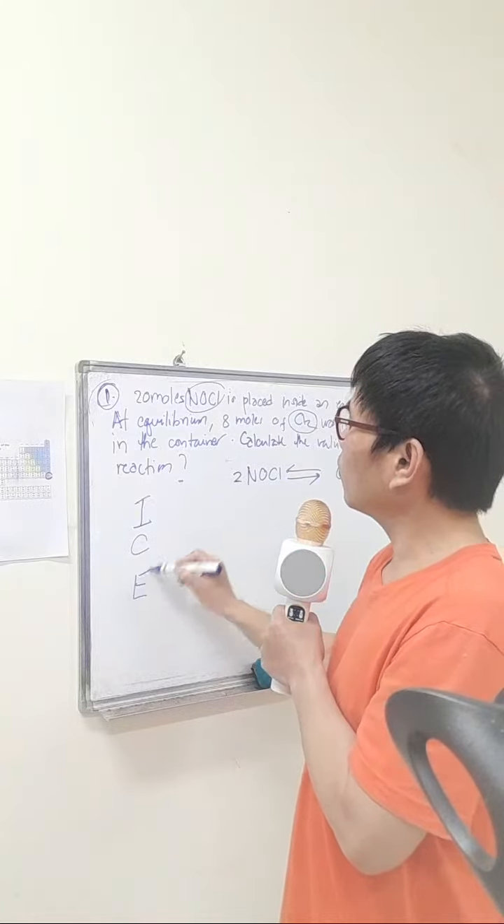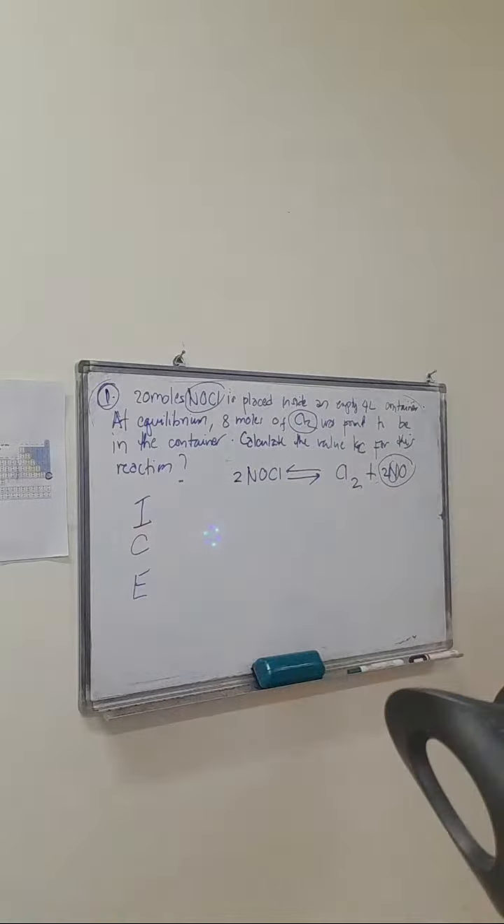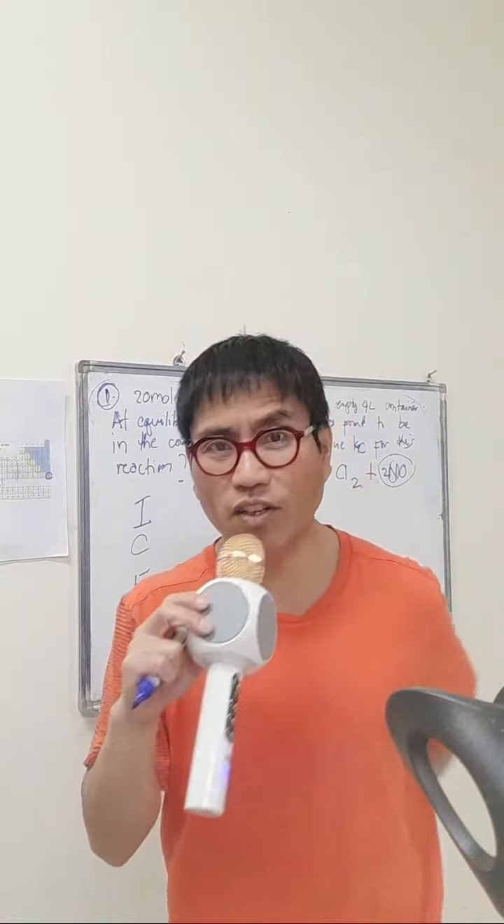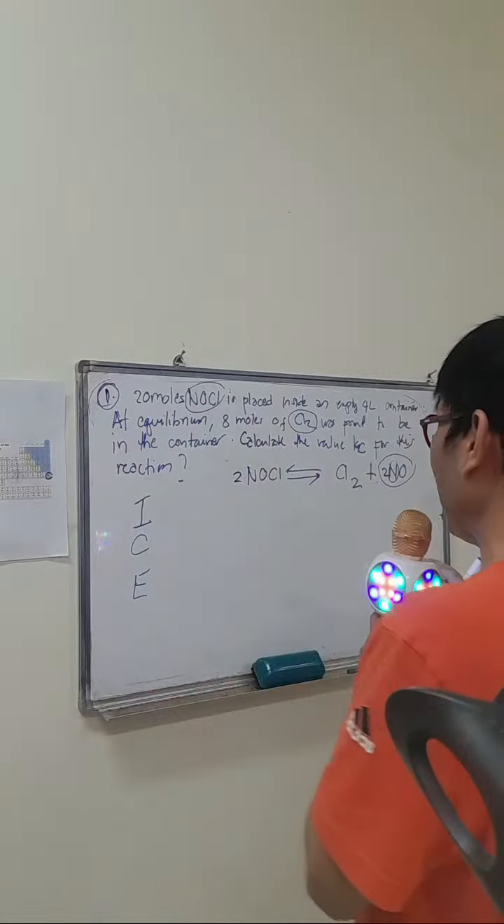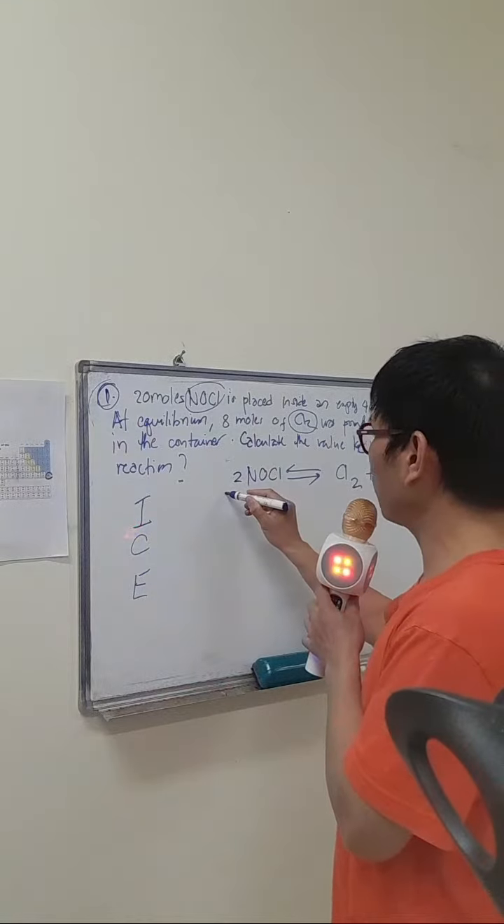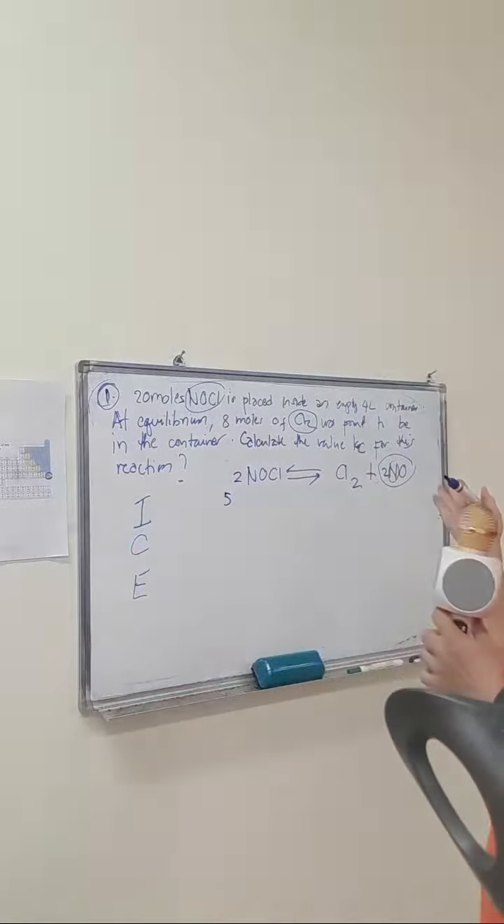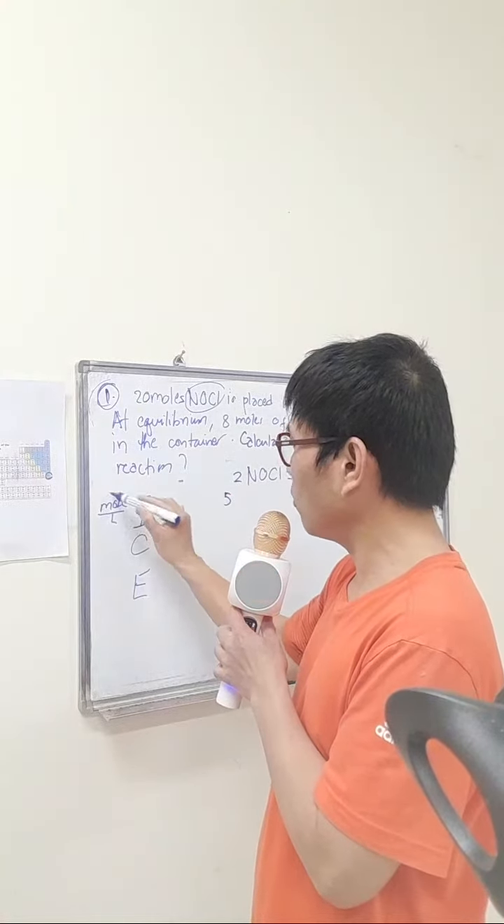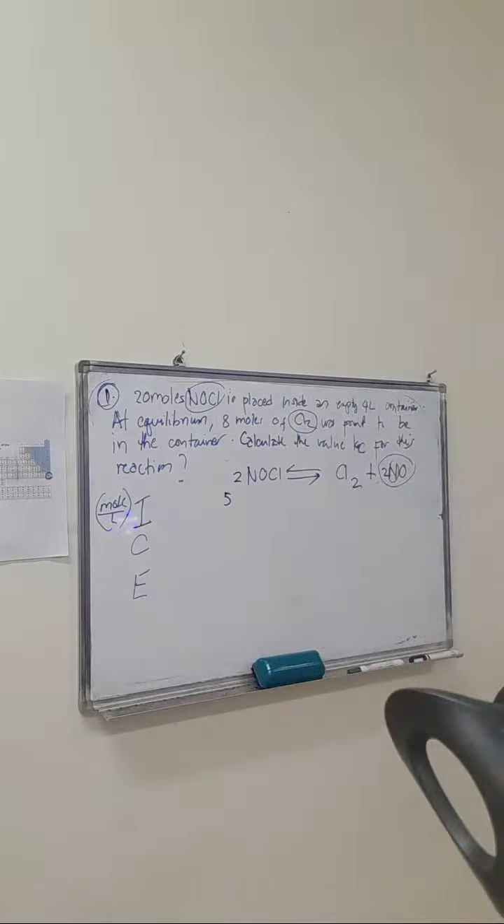In this situation, you focus on the concentrations. 20 moles of NOCl is placed inside an empty 4 liters. So the initial concentration of NOCl is 20 divided by 4 because moles per liter is concentration. So automatically, this is 5. We don't have to put a unit because it's understood that it is moles per liter, or M.